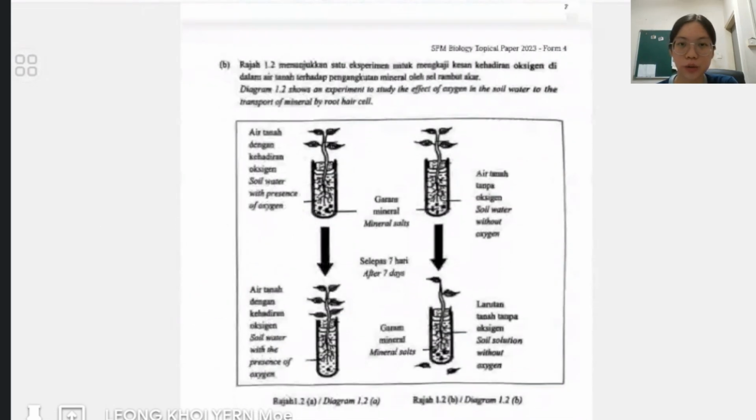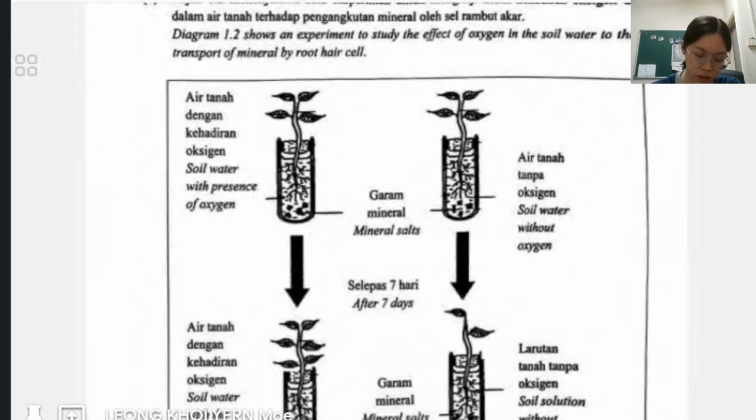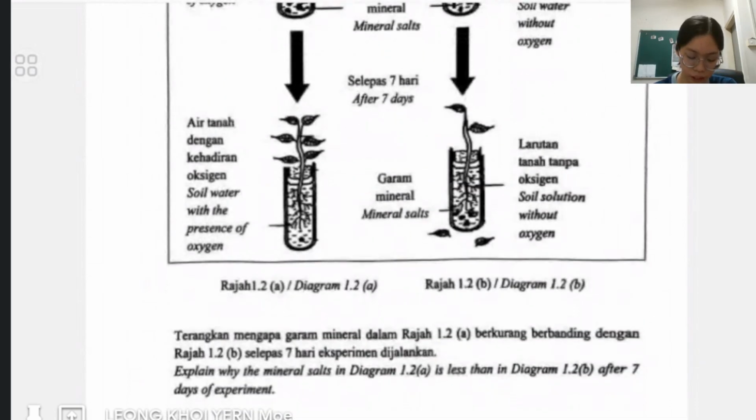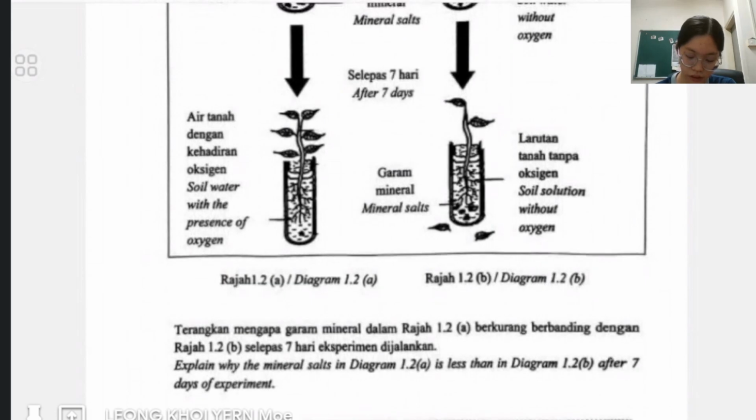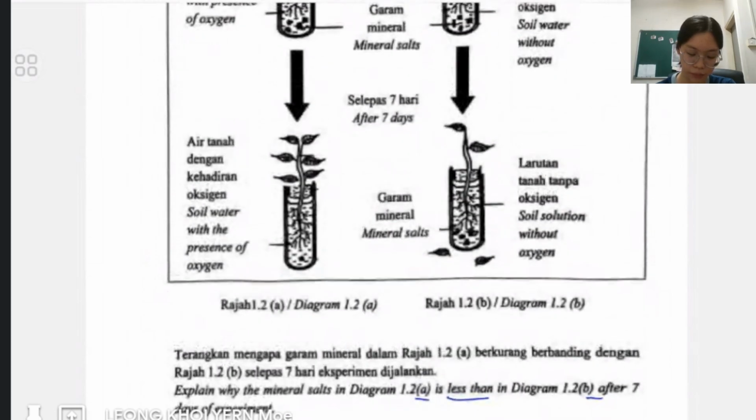Now let's move on to this one. Diagram 1.2 shows an experiment to study the effect of oxygen in the soil water on the transport of mineral salts by root hair cells. Explain why the mineral salts in A is less than that in B after 7 days of the experiment.